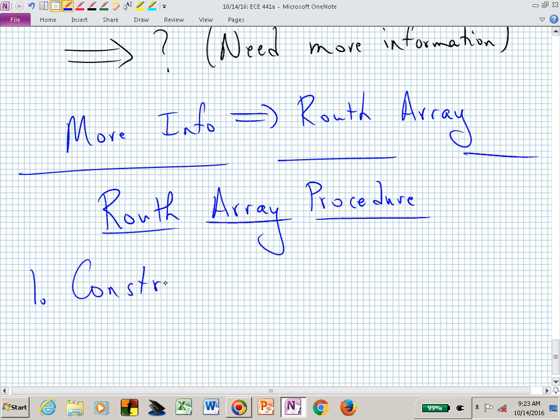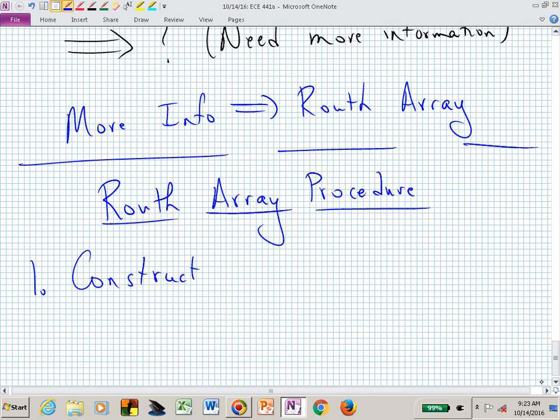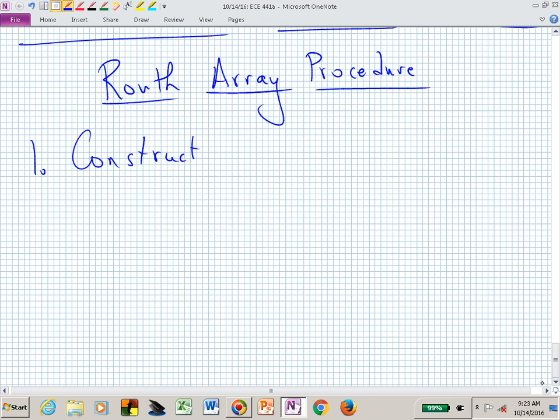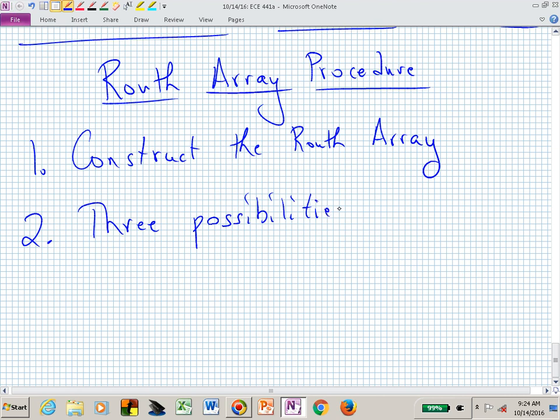Before we even build this Routh array, I don't want to get distracted by the construction of this object. Let's just talk about the object right now. Let's construct the Routh array in the first step. And then once we've built the Routh array, this collection of numbers that sort of looks like a matrix, but it's going to have more of an upper left triangular shape to it, there are actually 3 possibilities that we will talk about.